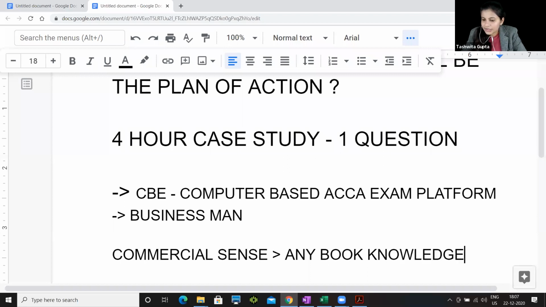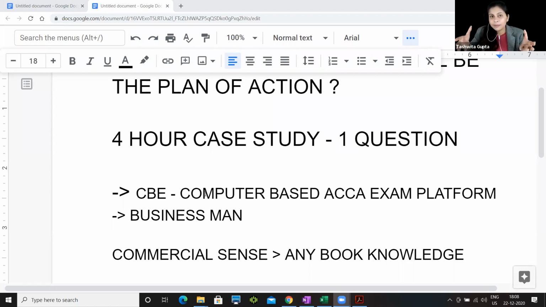Commercial sense here is greater than any book knowledge. You might do a lot of models, a lot of theories, but if you don't have the commercial sense, then you can't crack this exam. That's why there are a few people who have even done professional qualifications like Indian CA, and they are stuck on this paper, because sometimes we get too deep into the book.